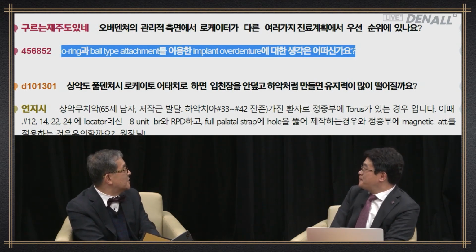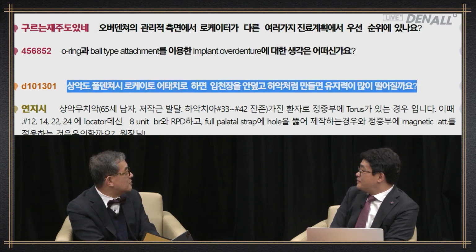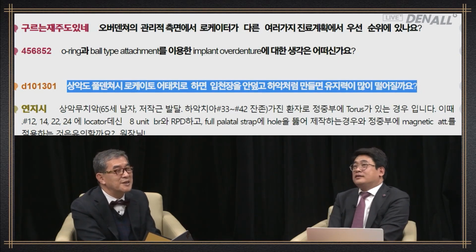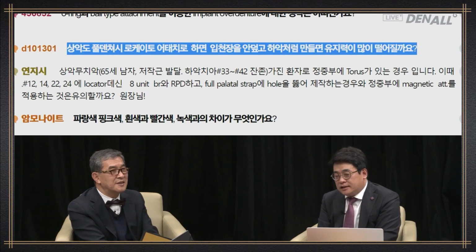Understood? Next, D111301. In doing a full denture in the upper with locator attachment, if I do not cover the palatal side and make it like the lower, will the retentive force go down significantly? Can I do an open palate denture? I would advise against it.